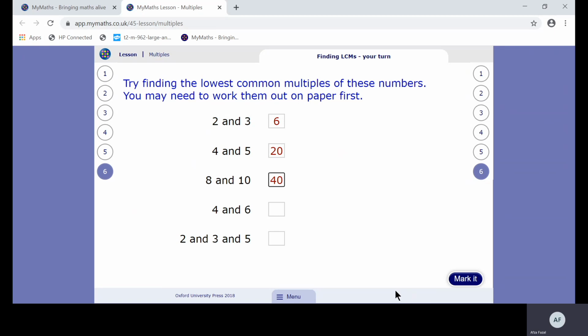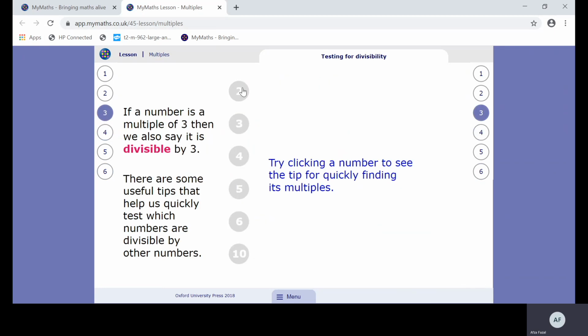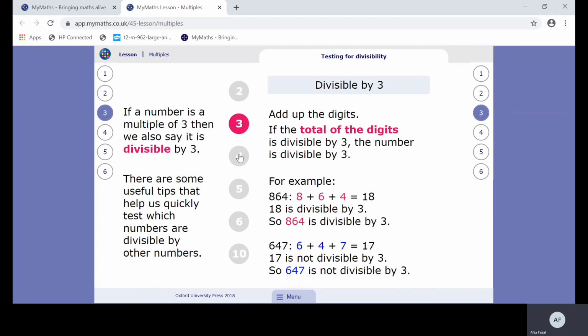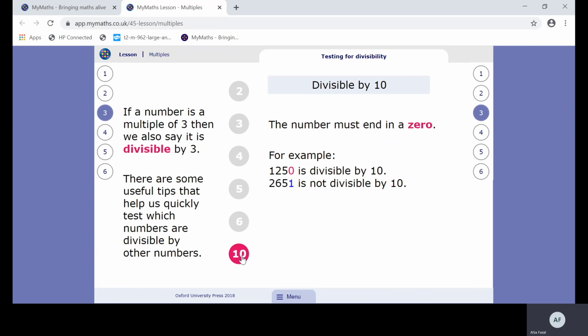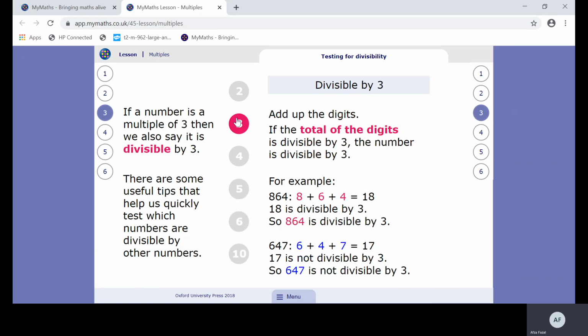I'm going to leave this with you. All the best. Hopefully it should be straightforward. If you're struggling with anything, just go back to the slide which has got the tips of how you spot the multiples. You've got 2s, 3s, 4s, 5s, 6s and 10s. So for 3s, for example, it says add up the digits. If the total of the digits is divisible by 3, the number is divisible by 3. So 864, add them up, it's 18. Can you divide it by 3? Yes.